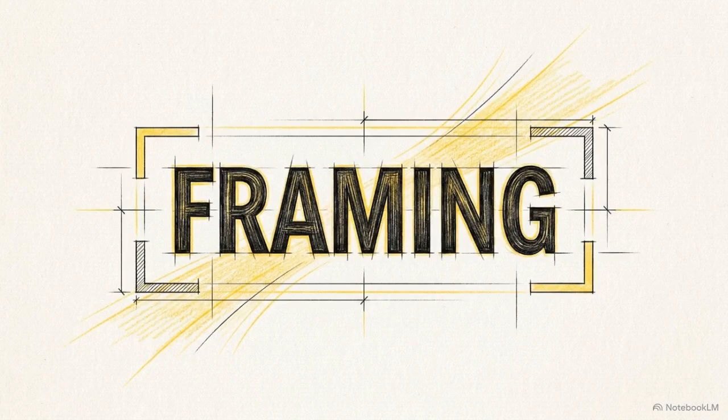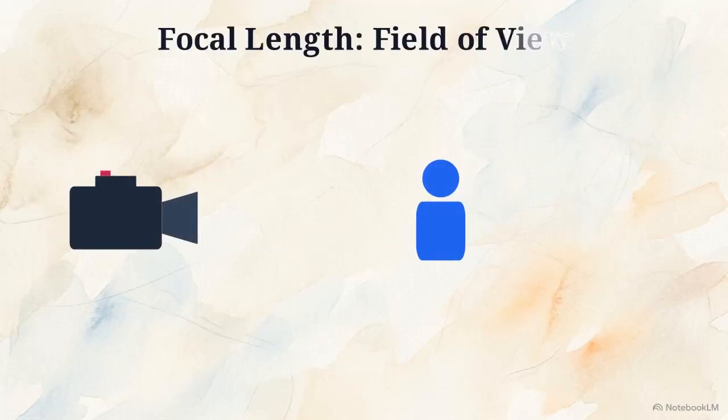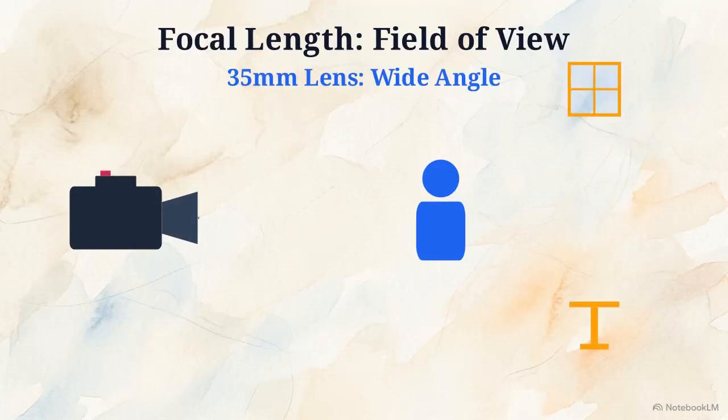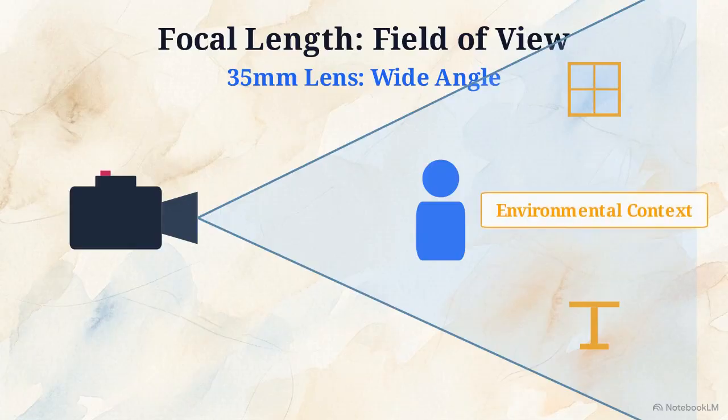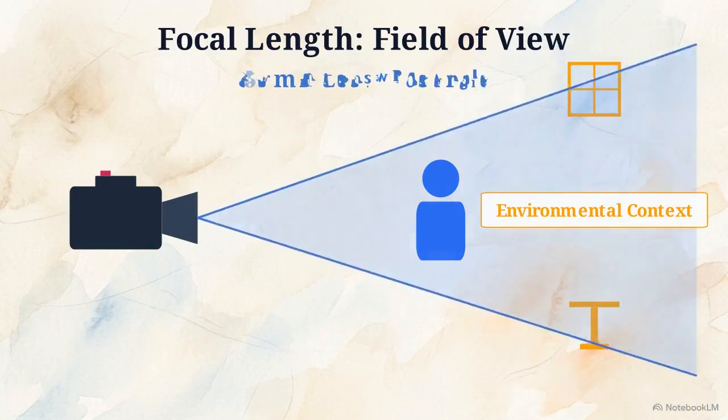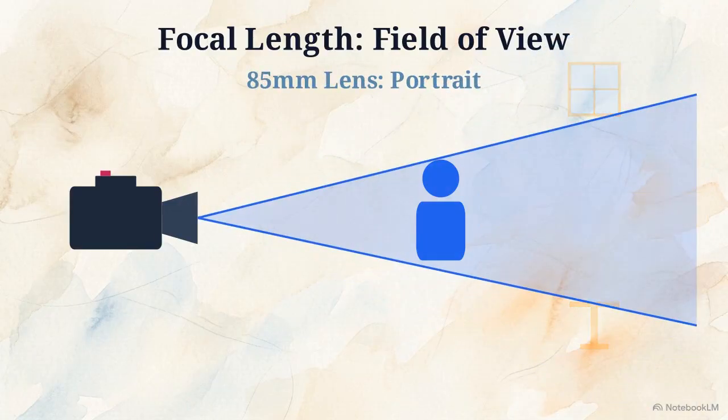Now that we have our texture, we need to frame the shot. We control spatial composition by setting a specific focal length. This diagram illustrates focal length. A 35mm lens instructs the AI to widen the field of view, capturing environmental context. Conversely, swapping to an 85mm lens tightens the frame, cropping the background entirely for a classic portrait look.